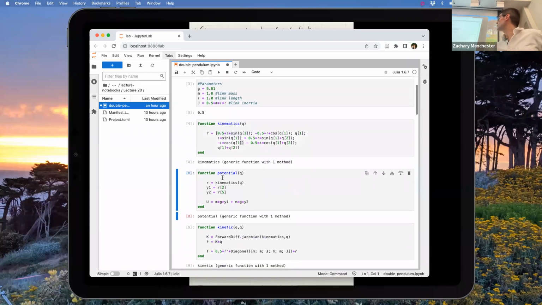Okay, cool. Here we're going to do the potential energy. This is just gravity. I'm going to evaluate the kinematics, then pull out the Y components from the kinematics, and I'm going to do mgy. Cool, easy enough. Kinetic energy.